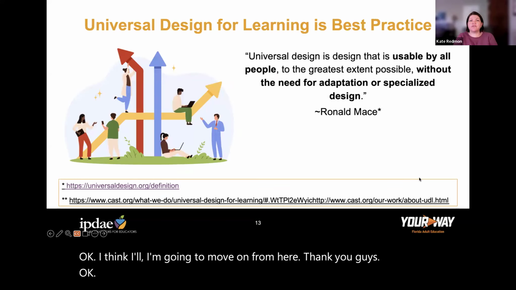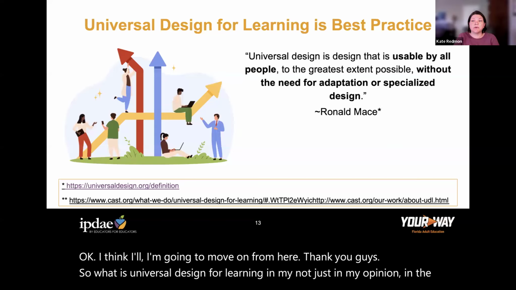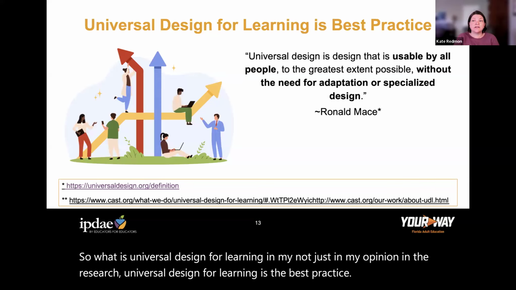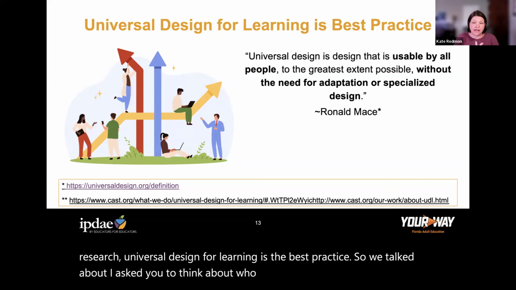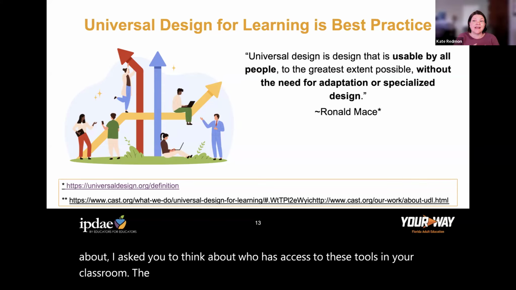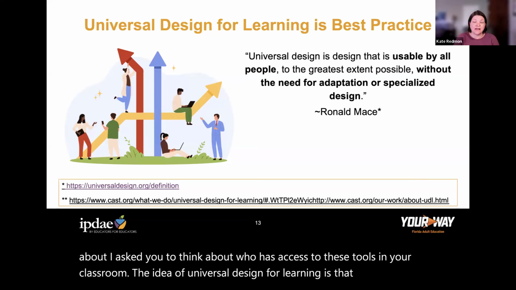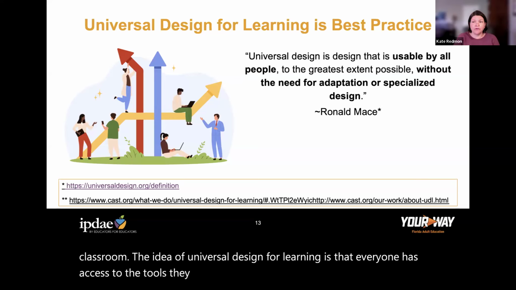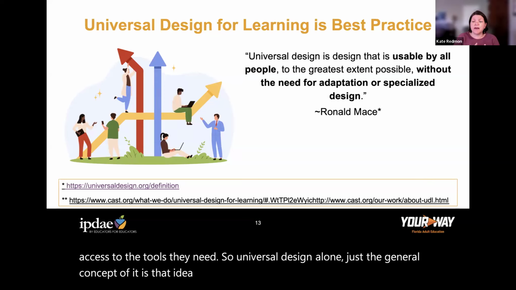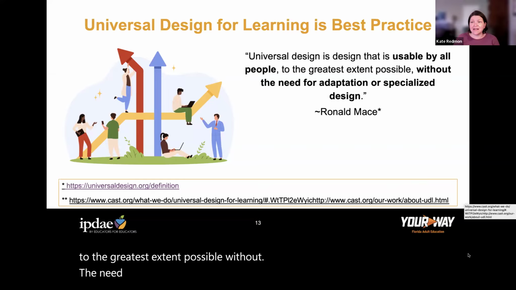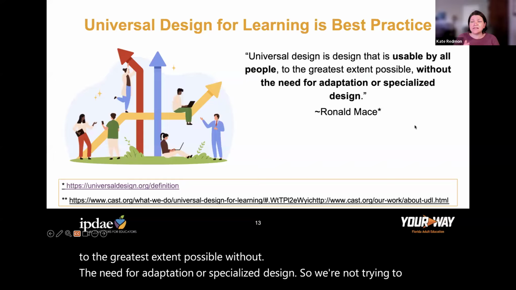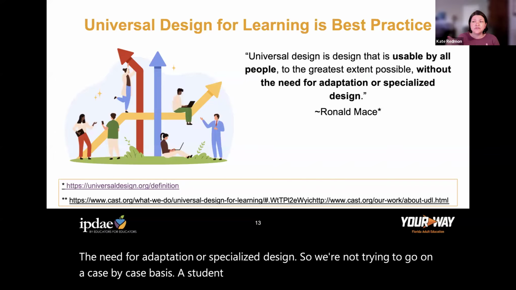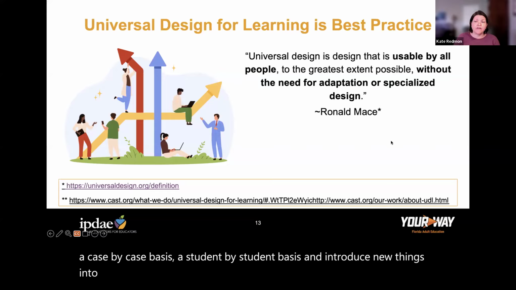So, what is universal design for learning? Well, not just in my opinion, in the research, universal design for learning is the best practice. So, I asked you to think about who has access to these tools in your classroom. The idea of universal design for learning is that everyone has access to the tools they need. So, universal design alone, just the general concept of it, is that idea that we design things to be usable by all people to the greatest extent possible without the need for adaptation or specialized design. So we're not trying to go on a case by case basis, a student by student basis, and introduce new things into our classroom. We're all there, they're all available.